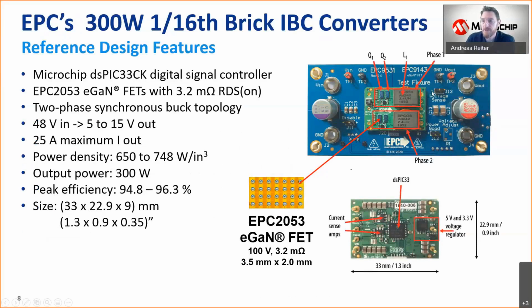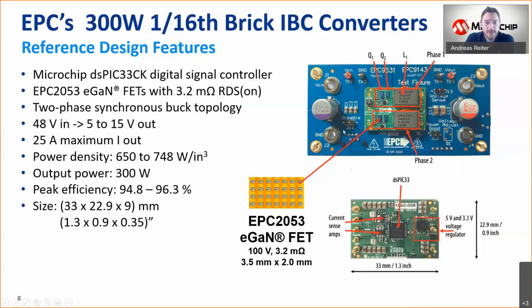So here in the middle you see the 16th brick design. It's an interleaved non-isolated buck converter, which is programmable. So you can program different output voltages, by default in a range between 5 and 15 volts. Dropping below 5 volts doesn't really make sense because then you end up with approximately 10% duty cycle, which means that the dynamic bandwidth you have available is maybe not good enough to sufficiently supply any kind of point of load. The maximum output current of this module is 25 amps, so 12.5 amps per phase.